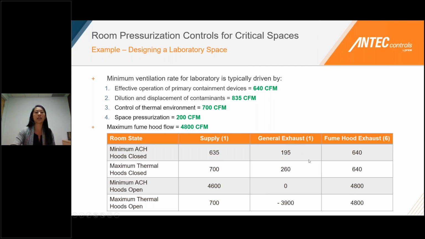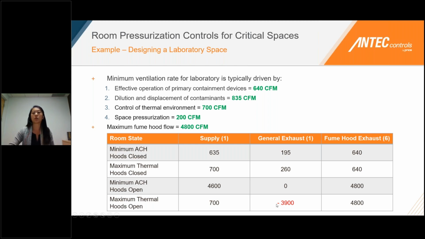You'll notice that in the last scenario here, we have a negative value. So this negative value is essentially impossible. So what we need to do is make this more realistic and then balance the rest of the valves in the space accordingly. So the minimum value to make the general exhaust realistic in this scenario is going up to 0. So just having your exhaust being closed.